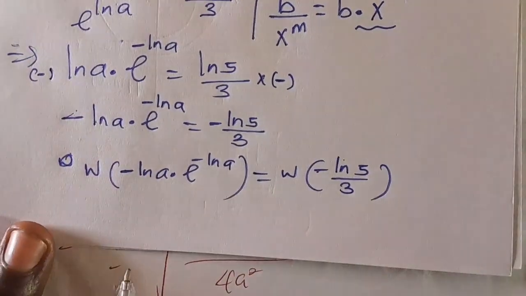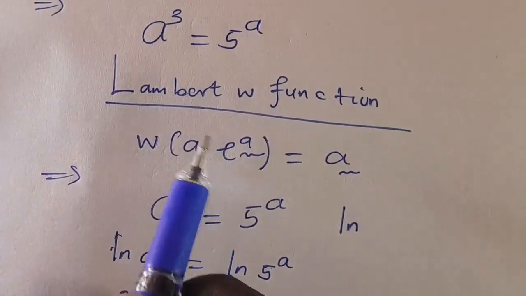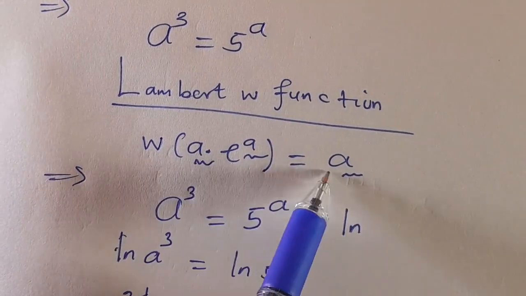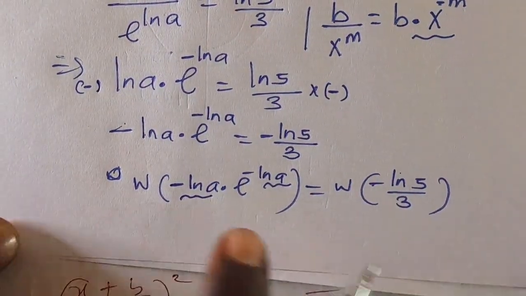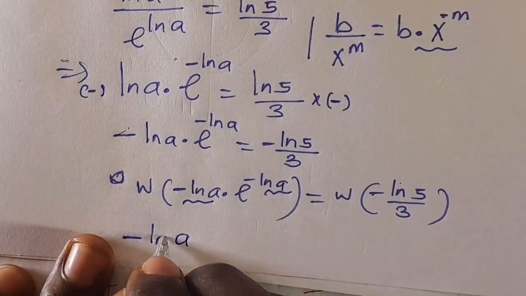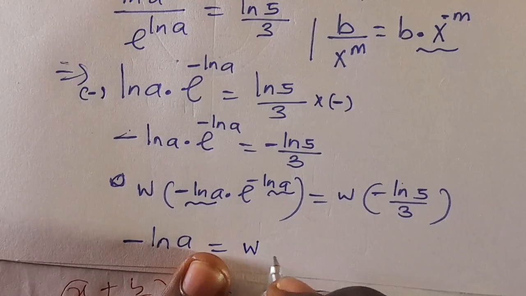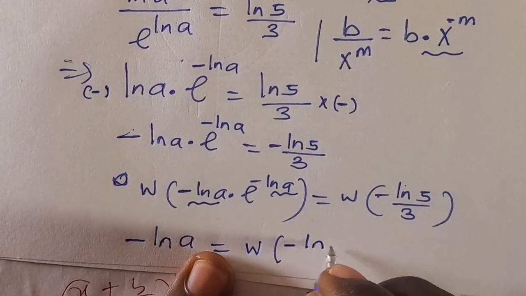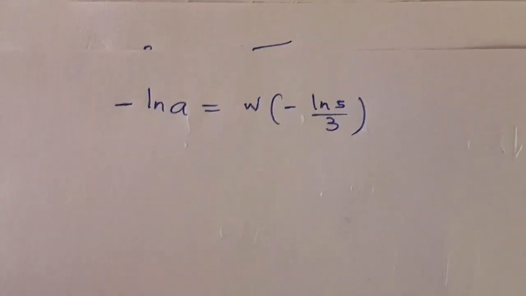So from here, we have this. So far the base and the power are the same. We got to recall from the general expression of the W Lambert function, the base and the power are the same. So we have either of the one as the output. So likewise from here too, we have this as this. So we're going to have here minus ln of A equals W Lambert function of minus ln 5 divided by 3. So we have this as this.